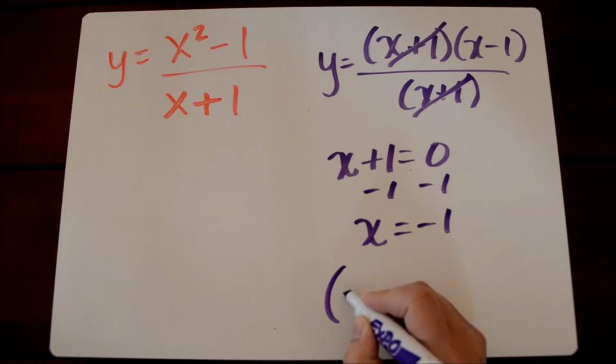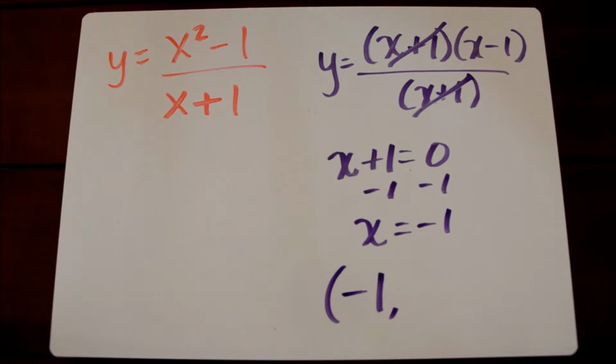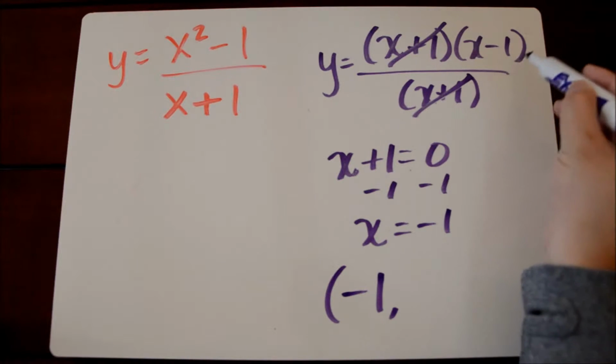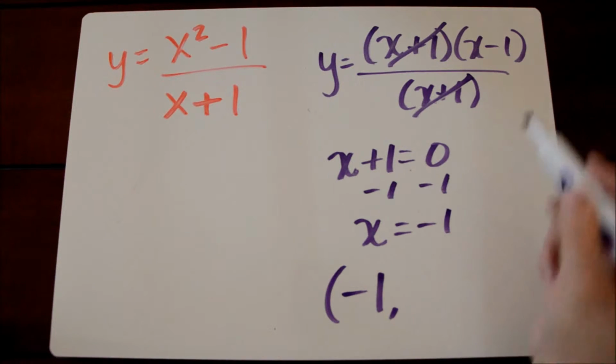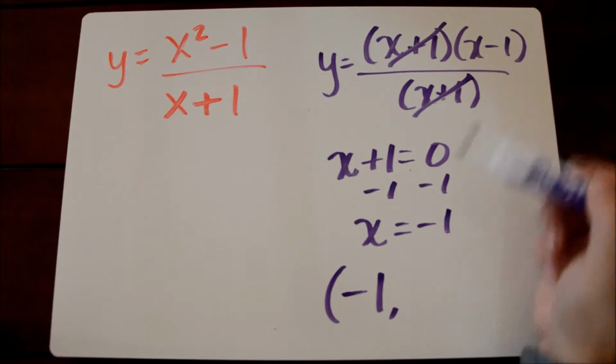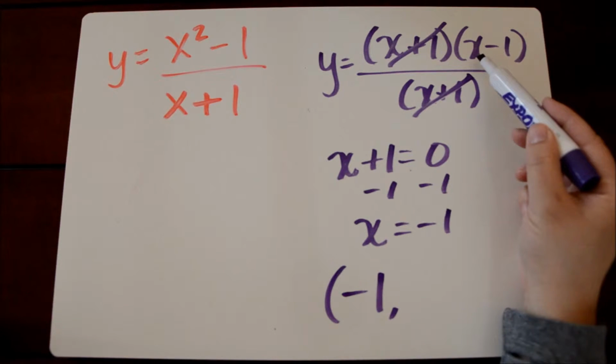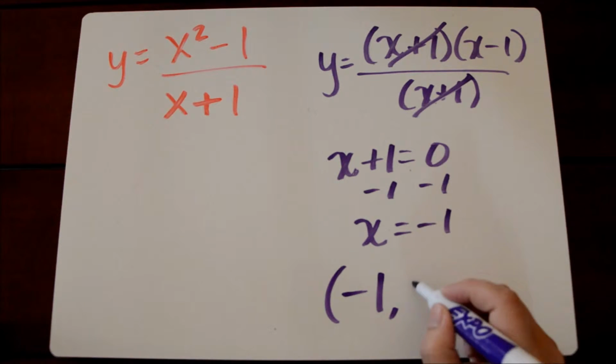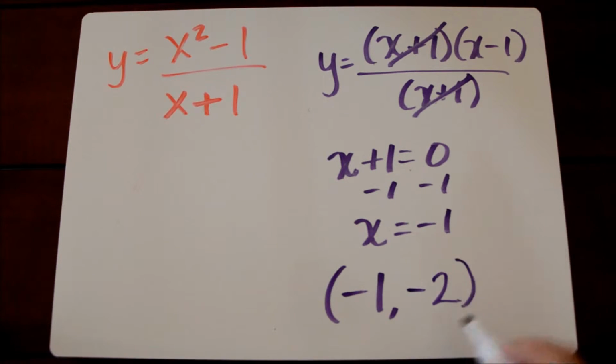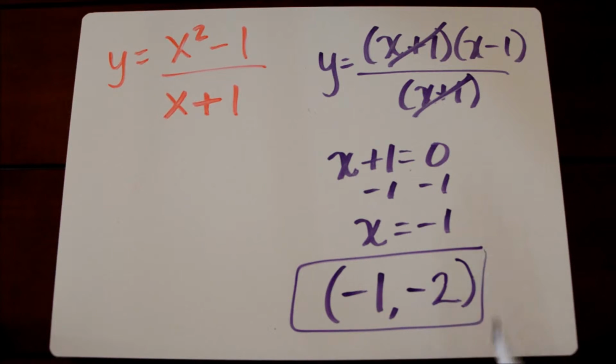This is the x value of our hole, or our removable discontinuity. To find the y value of our hole, we're going to substitute it back into whatever we have left over. So here, when we substitute negative 1 in for x, we get negative 1 minus 1, which is negative 2. So we would have a hole, or removable discontinuity, at negative 1, negative 2.